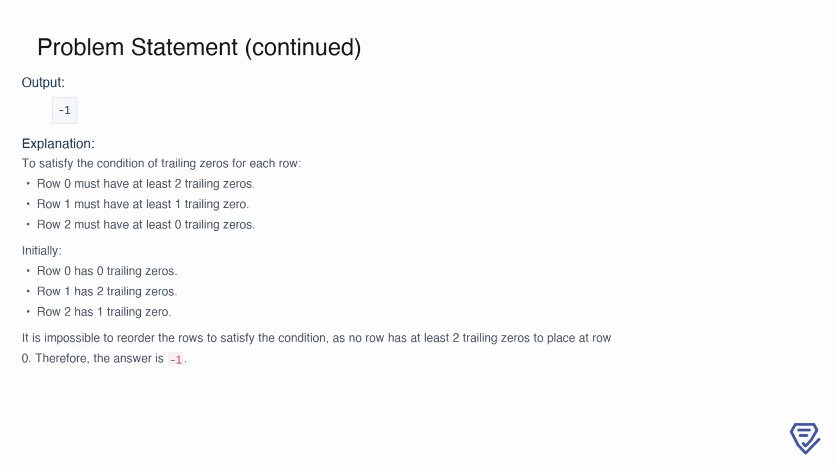For a 3x3 grid where n is 3, the grid is 0, 0, 1, 1, 0, 0, 0, 1, 0. The output in this case is -1. To satisfy the condition, row 0 must have at least 2 trailing zeros, row 1 must have at least 1 trailing zero, and row 2 must have at least 0 trailing zeros. Initially, row 0 has 0 trailing zeros, row 1 has 2, and row 2 has 1. It's impossible to reorder the rows in a way that satisfies the condition because no row has at least 2 trailing zeros that can be placed at the top. Therefore, the answer is -1.